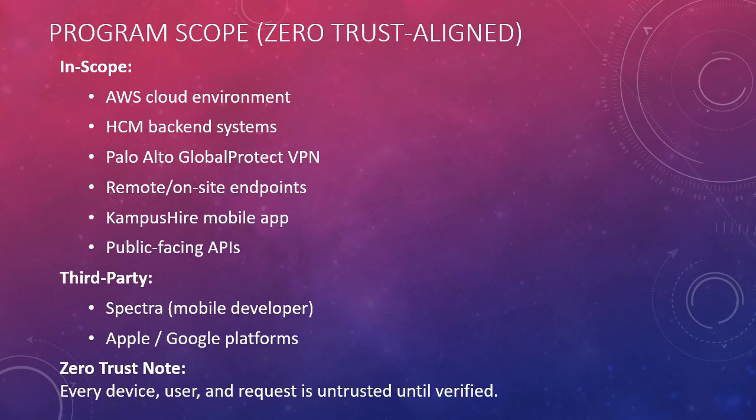The scope also includes third-party components, particularly code developed by Spectra and mobile distribution channels through Apple's App Store and Google Play Store. Under zero trust, the guiding principle is that nothing in this environment is inherently trusted, even if it is inside the network or connected through the VPN. Every access request, API call, and device posture is verified before granting access.